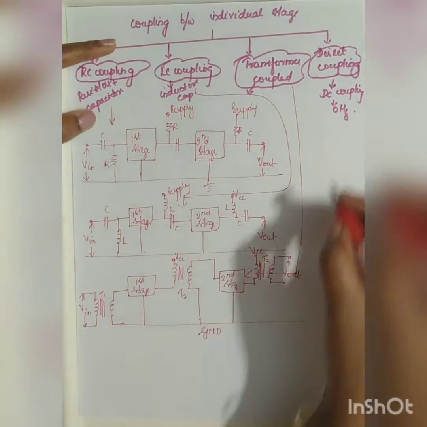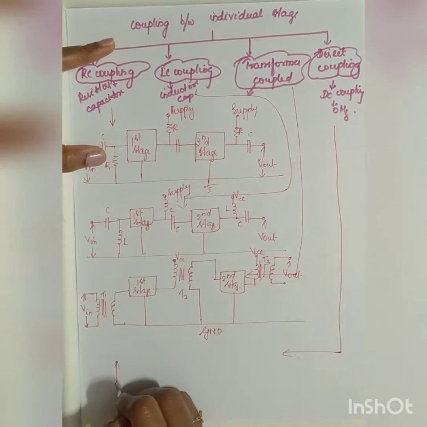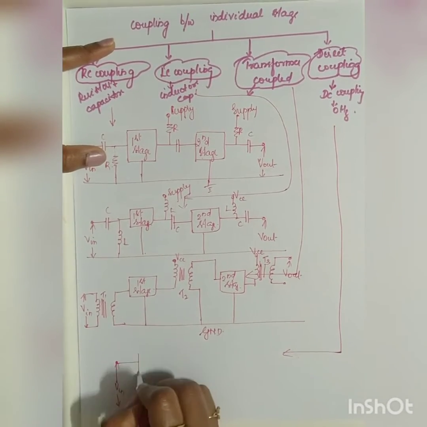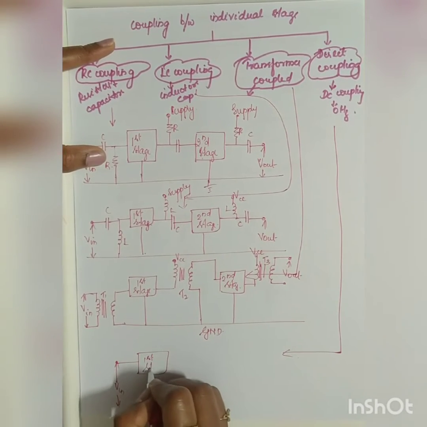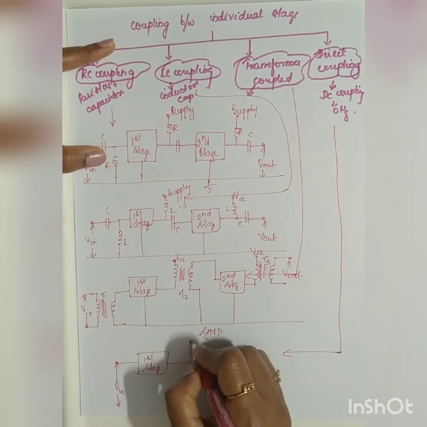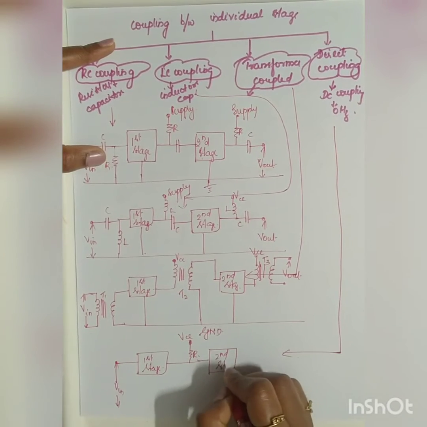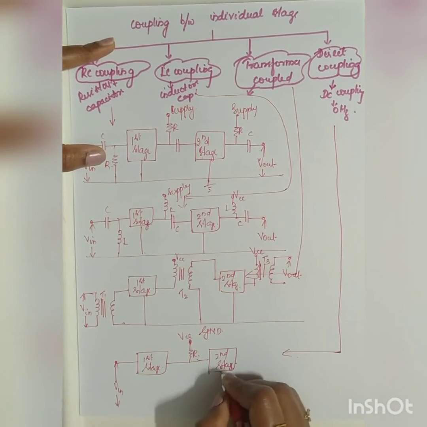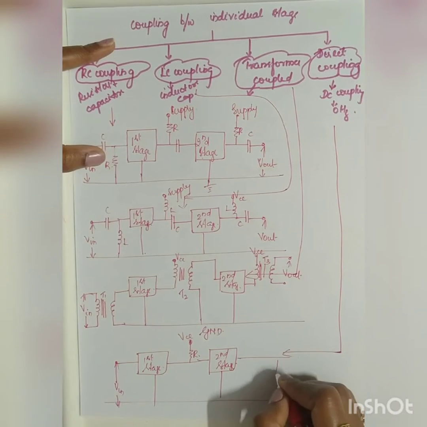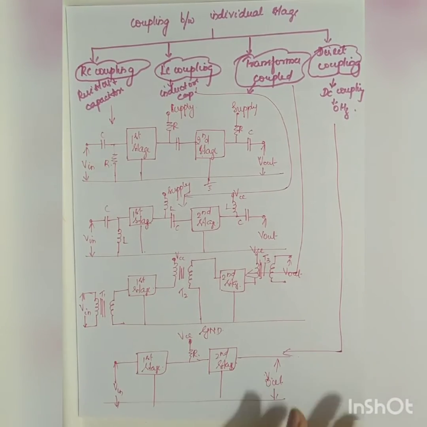your VCC. Now what is happening to your direct coupling? So directly you are going to connect the input to the first stage. VCC. Again it is directly connected to your second stage. So you will be getting the direct output V out. So these are the 4 different types of coupling used in the multi-stage amplifier.